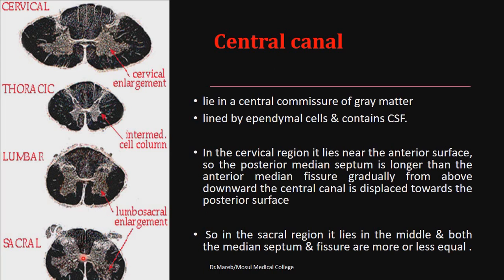Still, in the sacral region, it lies in the middle, and both the median septum and the ventral fissure become more or less equal. So this is one of the differences: the difference in the location of the central canal. It moves toward the posterior surface as we go downward toward the sacral region.